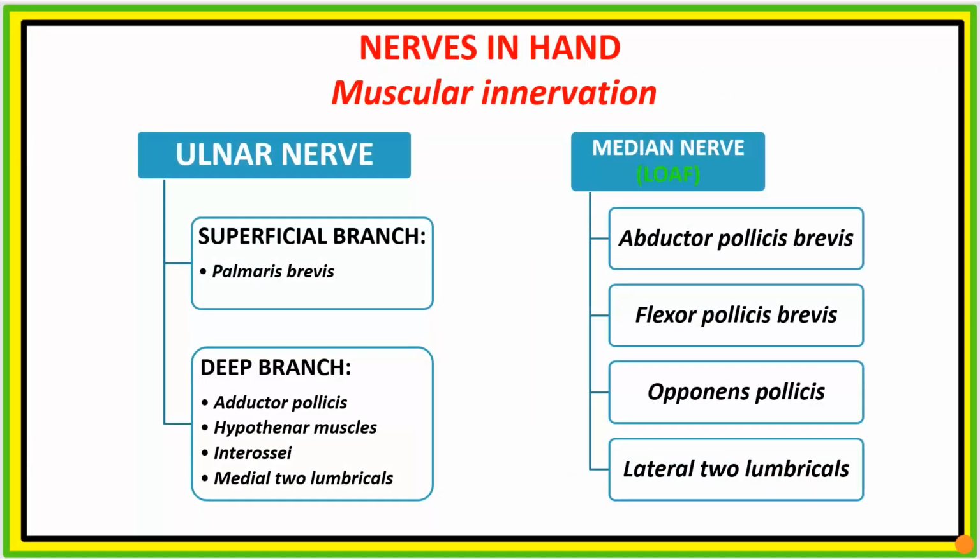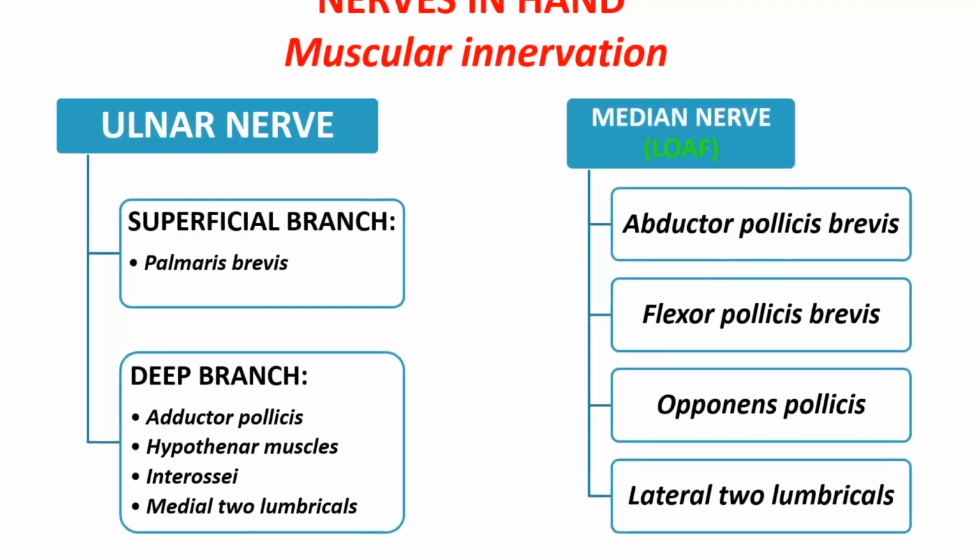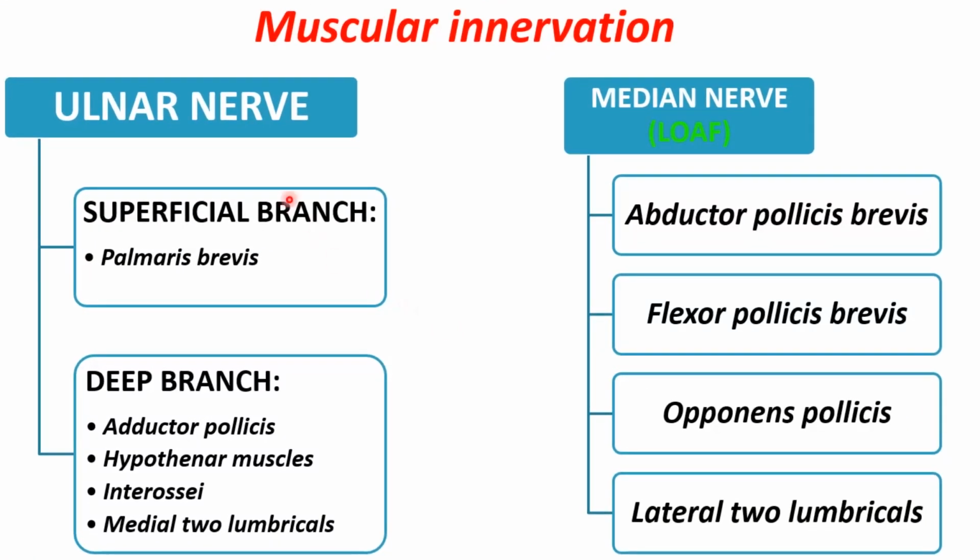This table summarizes the innervation of the intrinsic muscles of the hand. We have the ulnar nerve. The ulnar nerve will terminate by giving out 2 branches: the superficial palmar branch and the deep palmar branch. The ulnar nerve will supply 15 out of the 20 intrinsic muscles of the hand, while the median nerve will supply the remaining 5.